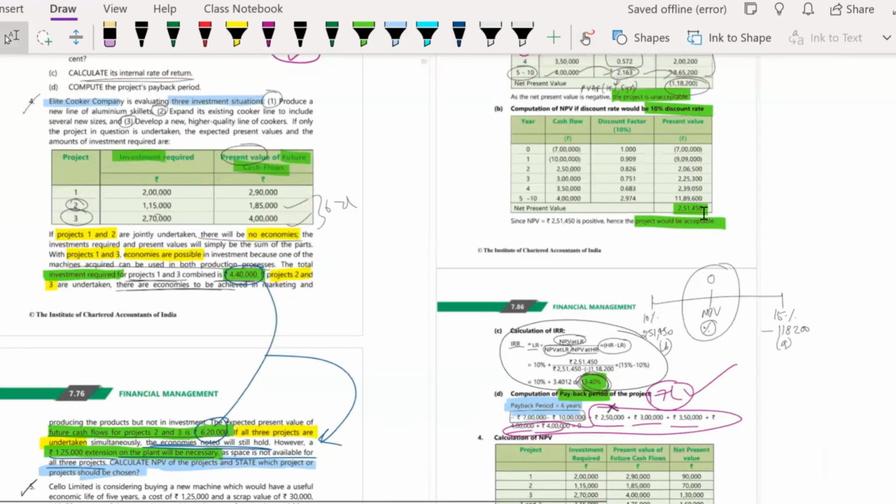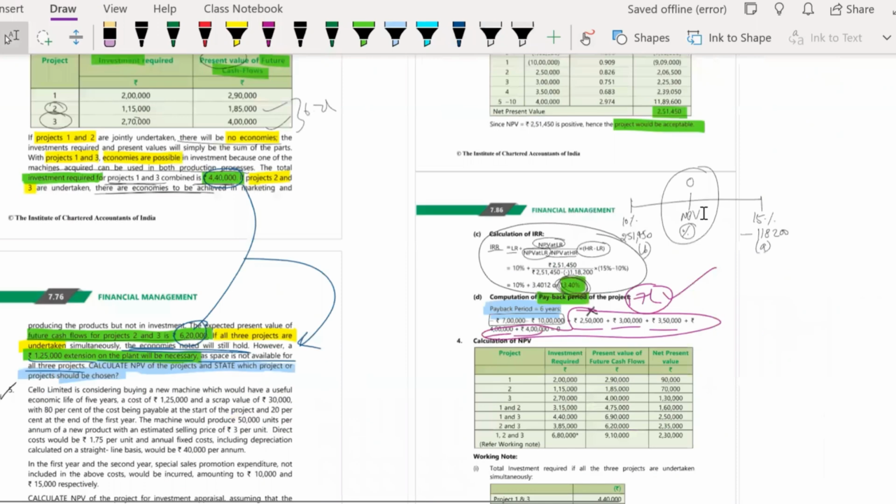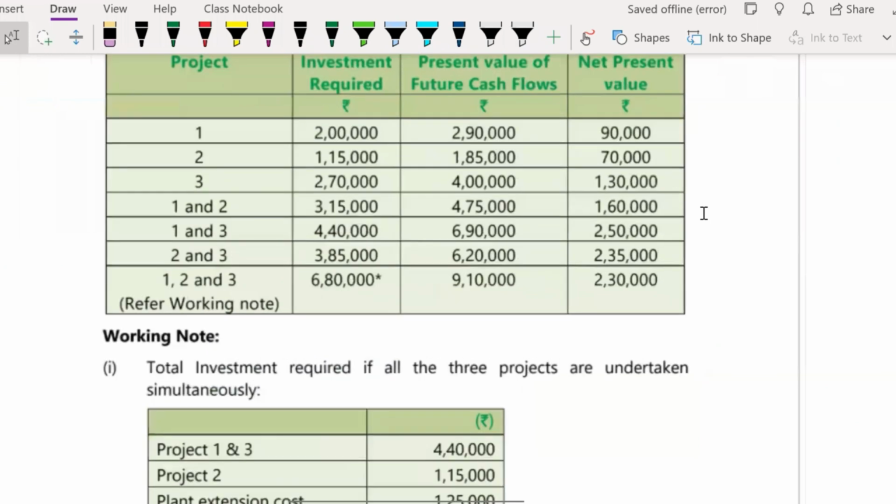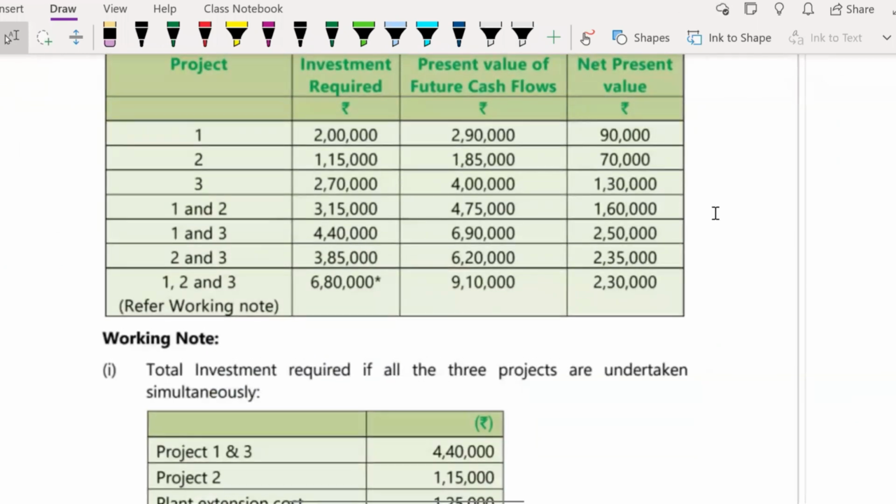I think you would have understood the question. Now let's move on to understanding the answer. Okay. So here you don't need a discounting rate. Why? Because all the cash flows are given in present values only. So you don't need any discounting factor here.